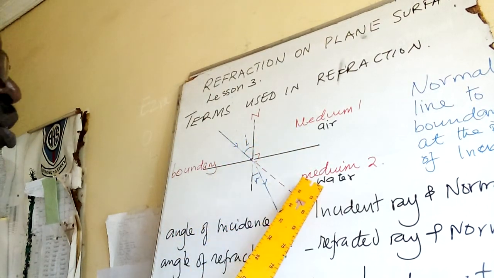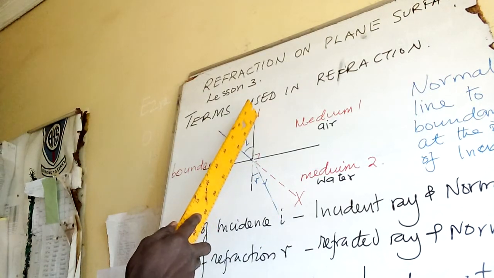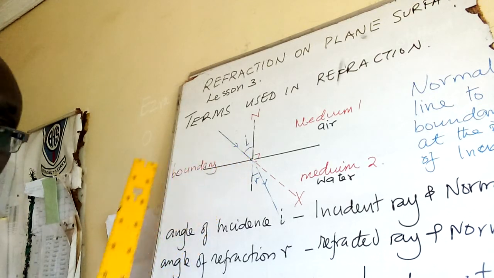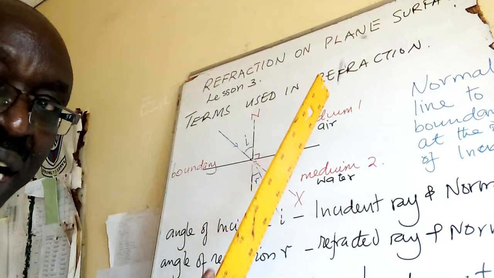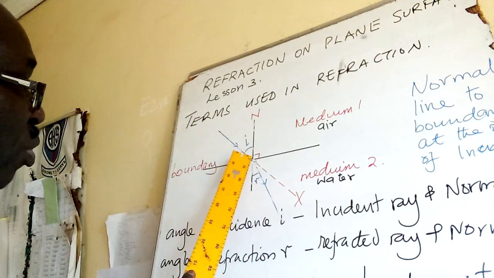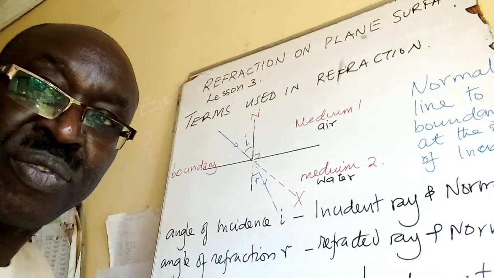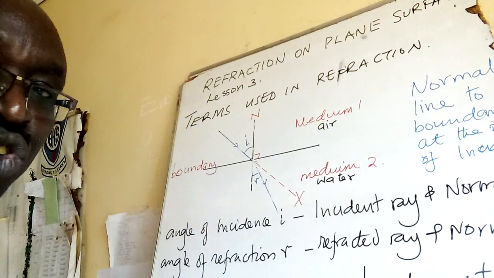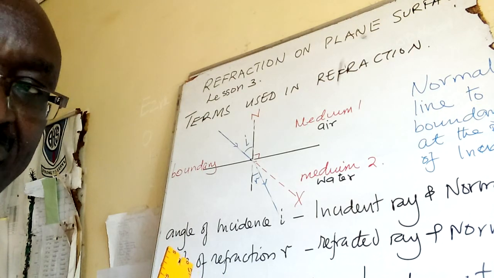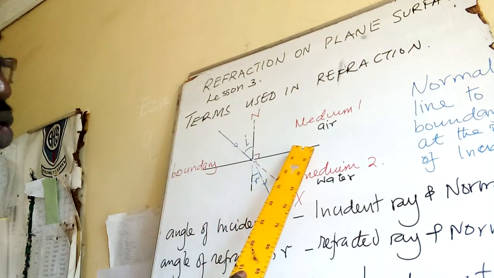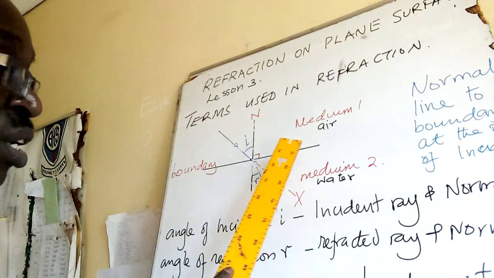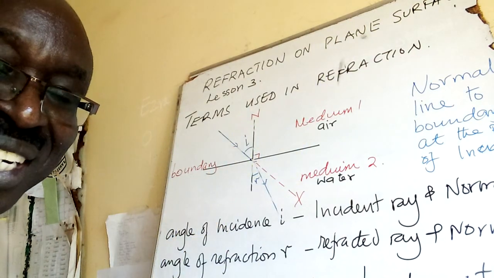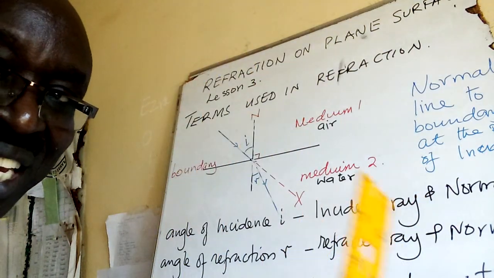This is medium 1, this is medium 2, and this is the incident ray, where it touches the boundary between air and water. For example, this point is what we refer to as the point of incidence. So at that point, we normally draw a normal, a perpendicular line. Remember, already the boundary is straight. So at this point, you can draw a normal. And that is how it got its name, perpendicular.